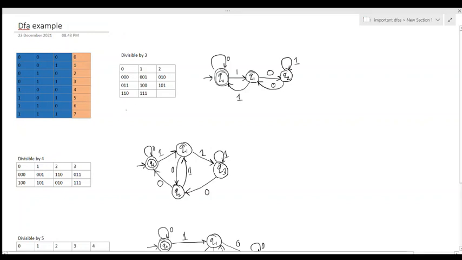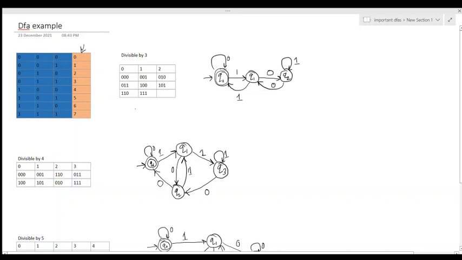Today we are going to discuss a few very important DFA designs: the binary numbers which are divisible by some integer. Let's take the first example, binary number divisible by 3. First of all, we have already taken a table of 8 values, 0 to 7, and their corresponding integers.